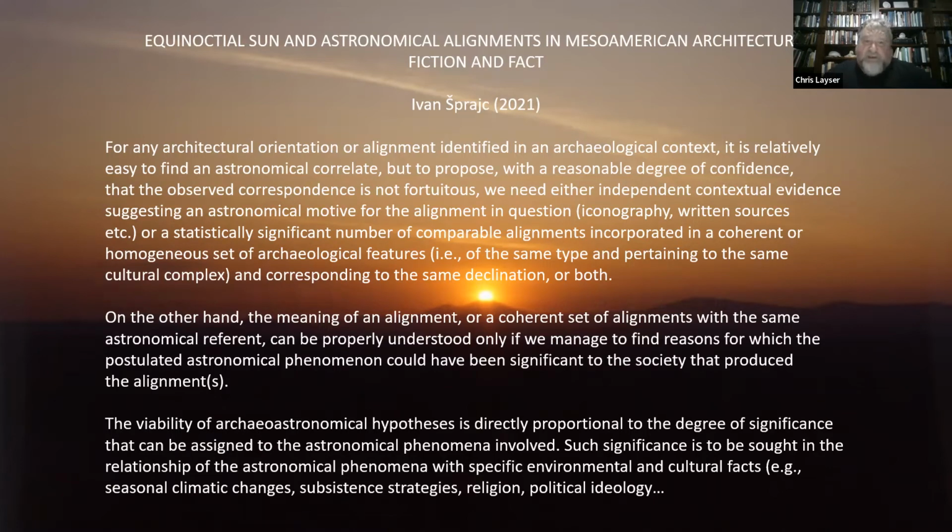And then he goes on to say, on the other hand, the meaning of an alignment or a coherent set of alignments with the same astronomical referent can be properly understood only if we manage to find the reason for which the postulated astronomical phenomenon could have been significant to the society that produced the alignments. The viability of an archaeoastronomical hypothesis is directly proportional to the degree of significance that can be assigned to the astronomical phenomena involved. And there we can look at seasonal change, subsistence strategy, religion, political ideology. Basically, perhaps pointing to the symbolic or idealized start of a rainy season, things like that.